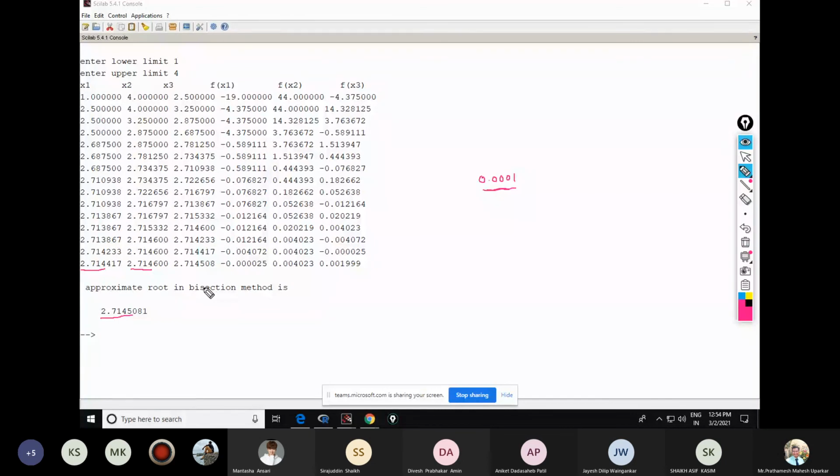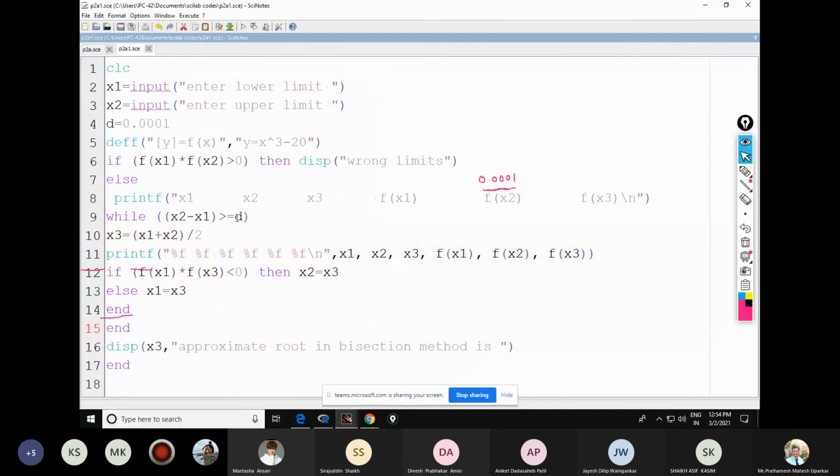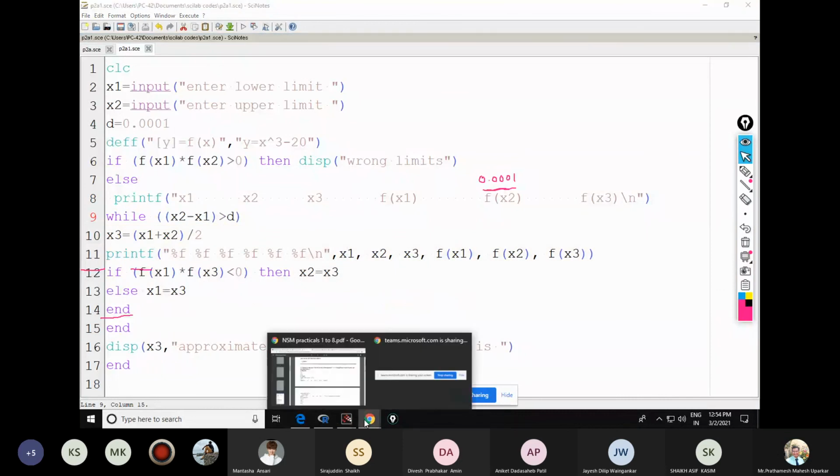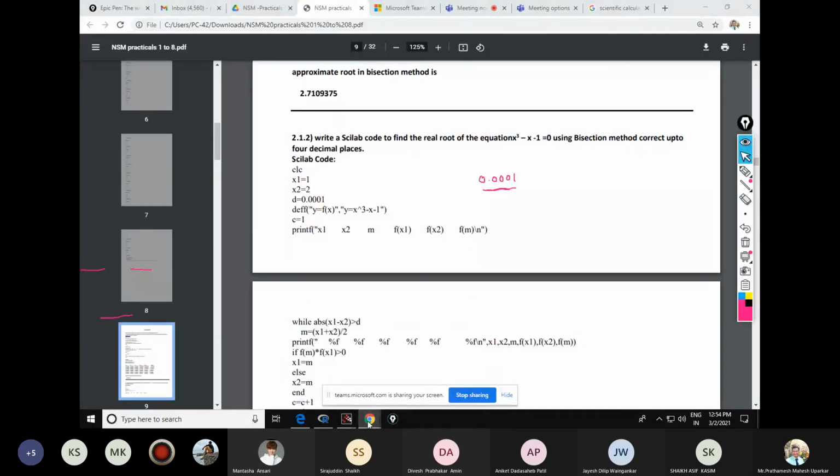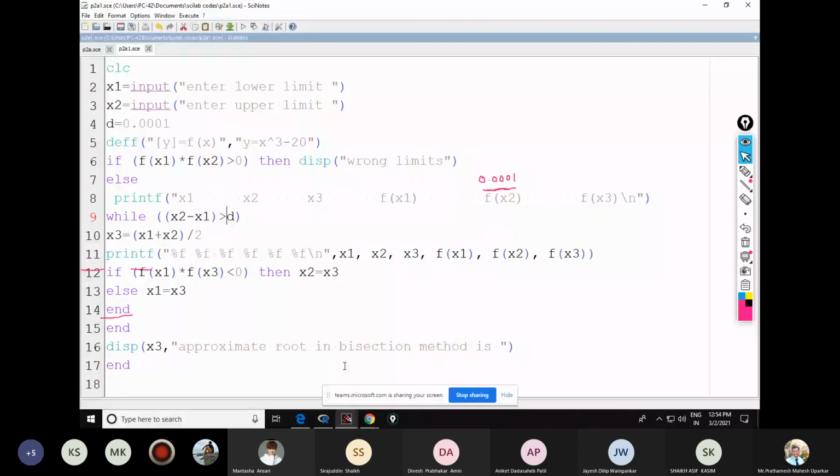Okay, if instead of this less than or equal to, I have strict inequality over here, then what will happen? One more iteration will be performed. One more iteration will be performed. Let us see. Save and execute.